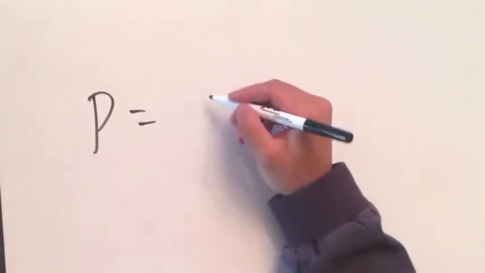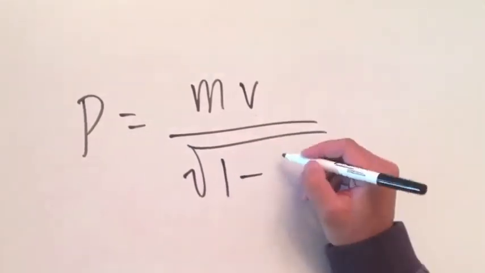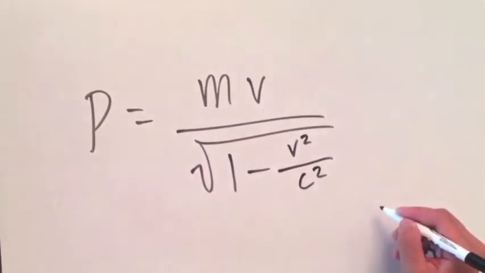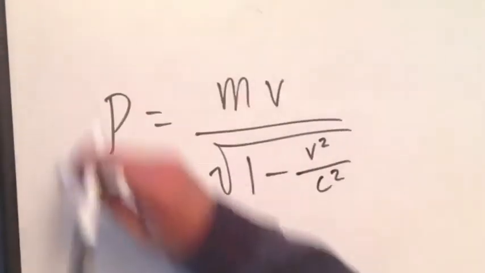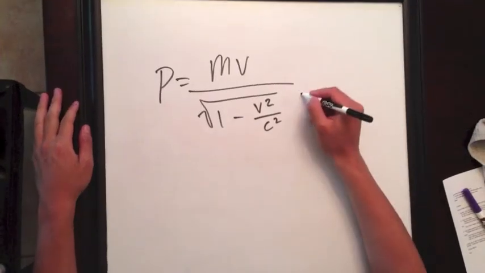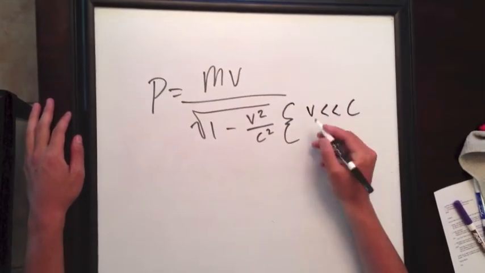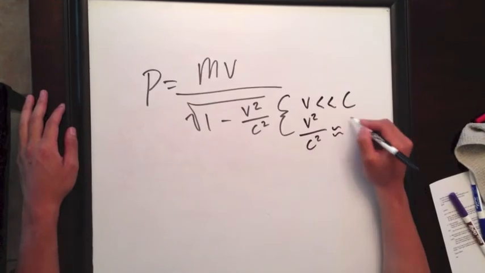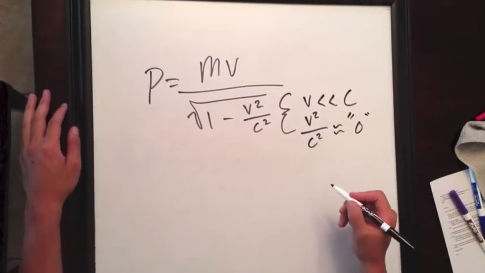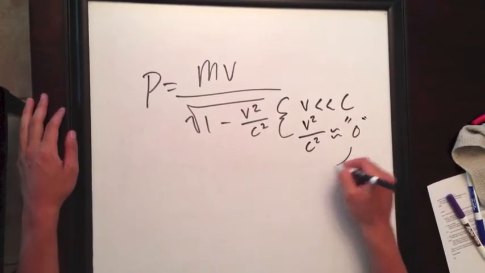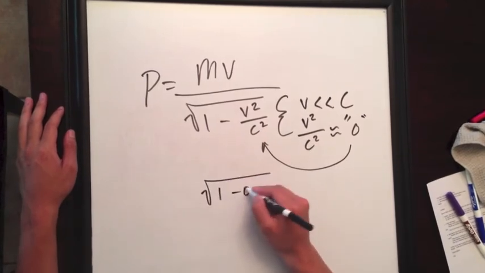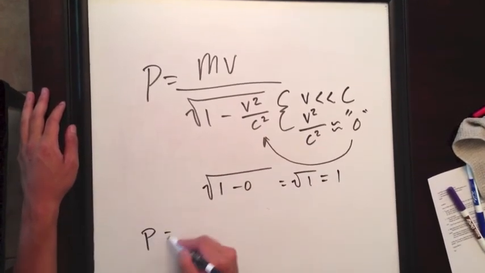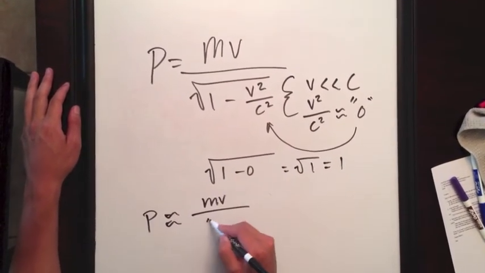Momentum actually equals the mass times the velocity divided by the square root of 1 minus the velocity squared over the speed of light squared. Because almost all velocities are small compared to the speed of light, the velocity squared over the speed of light squared is essentially 0. And when you plug it back into the equation, 1 minus 0 is 1 and the square root of 1 is 1. So therefore momentum equals around the mass times velocity divided by 1, which is mass times velocity.